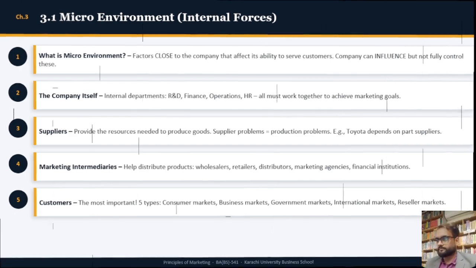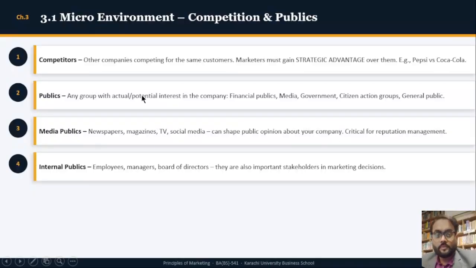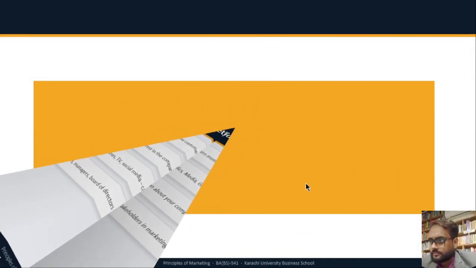You can also say that competitors are part of the micro environment. Publics are also part of the micro environment. Media publics, like your news channels, magazines, and social media, are part of the micro environment. Internal publics, like your employees, managers, and board of directors, come in the category of micro environment.